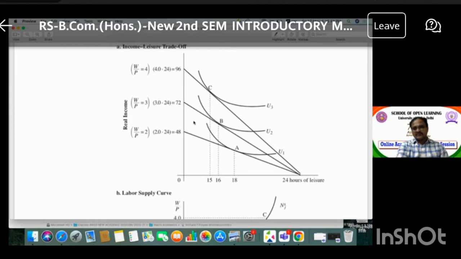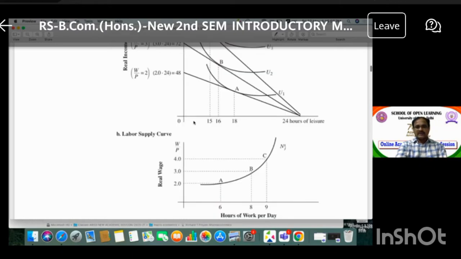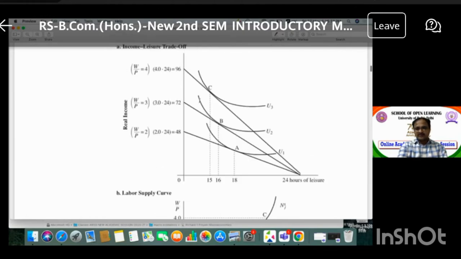So what is the relation between income and working hours? A positive relation: more working hours, more real income. Between real wage rate and leisure hours, more income means fewer leisure hours and more working hours. According to the wage rate of 2 rupees, working hours is 6. Look at this line: all these combinations A, B, C. This is his wage rate line, and it intersects the indifference curve at a particular point.